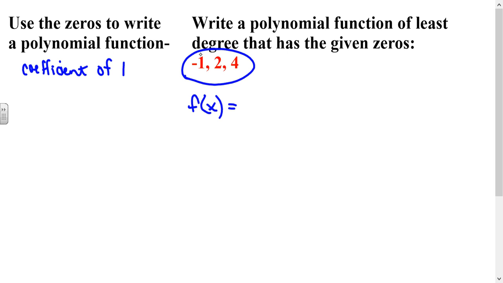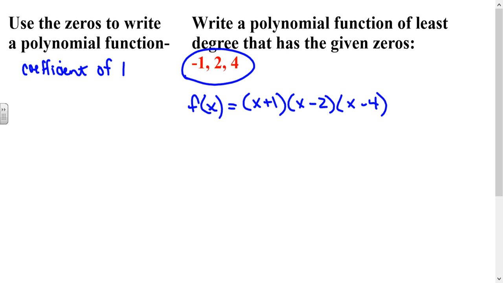Okay, and negative 1 is my 0, so that means x plus 1 is my factor, because the 0 and the factor are always opposite of each other. If I was to set x plus 1 equal to 0, I would get negative 1 as my answer. And then x minus 2 would be my other factor, and x minus 4 would be my other factor.